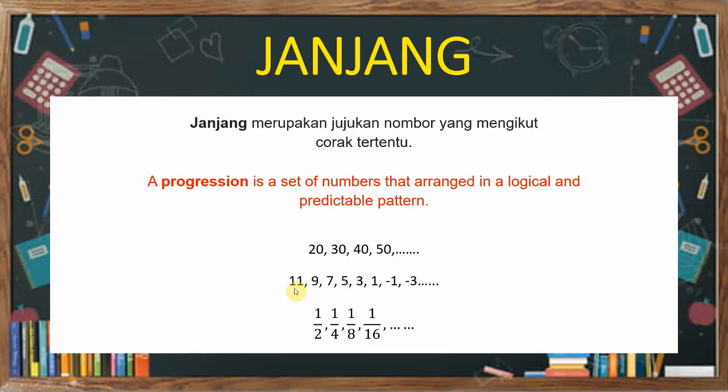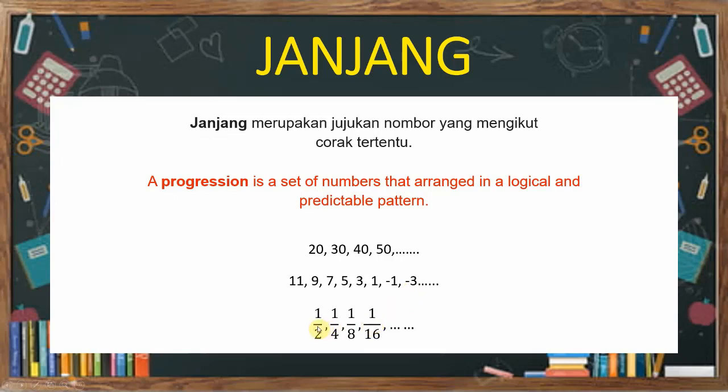Second, 11, 9, 7, 5, 3, 1, -1, -3. Minus 2 from 11 is 9. Minus 2 from 9 is 7. Minus 2 from 7 is 5. Minus 2 from 5 is 3. Minus 2 from 3 is 1. Minus 2 from 1 is -1. Minus 2 from -1 is -3. So there is a pattern. So it is a progression.